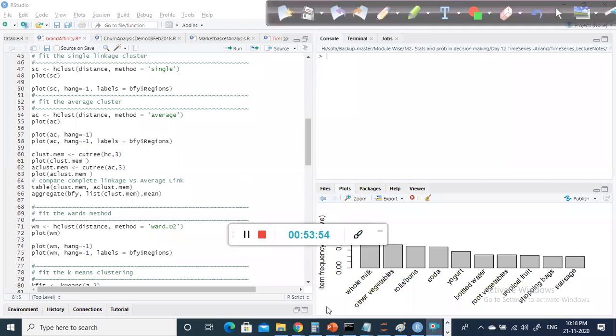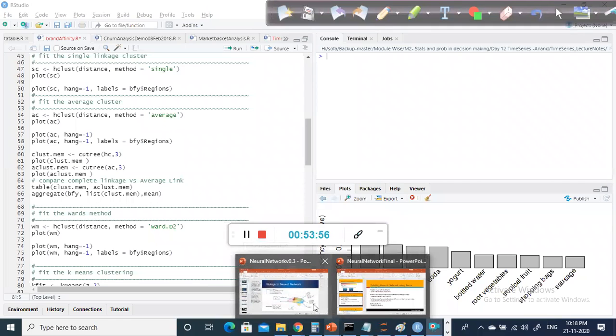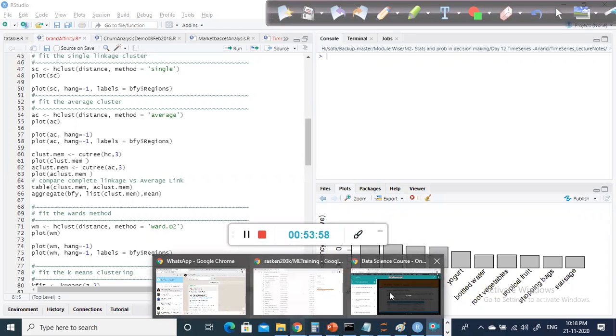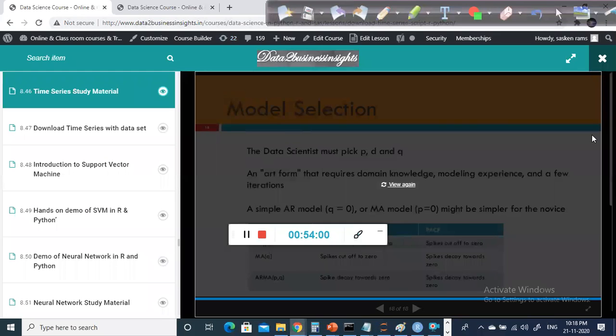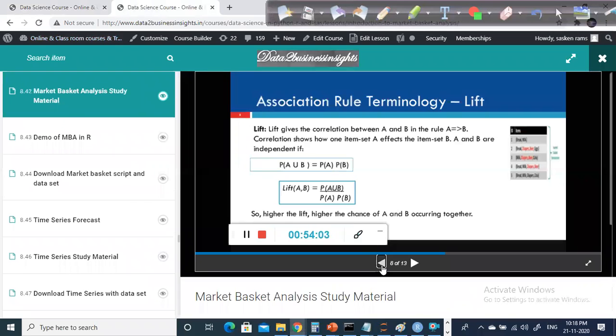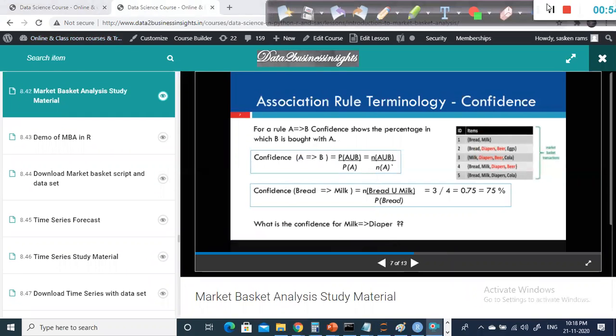The market basket analysis. Okay. I don't know where I misplaced my study material. Anyhow, it is there. Don't worry.